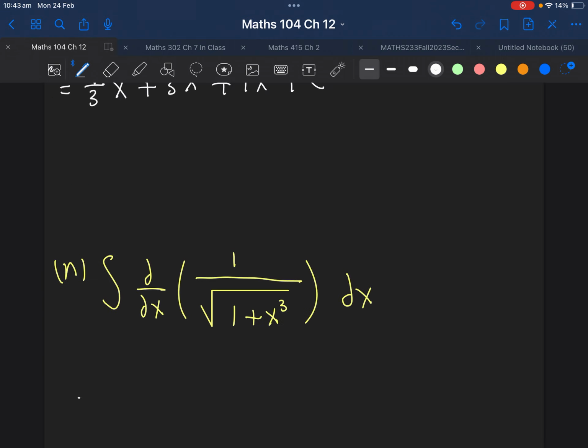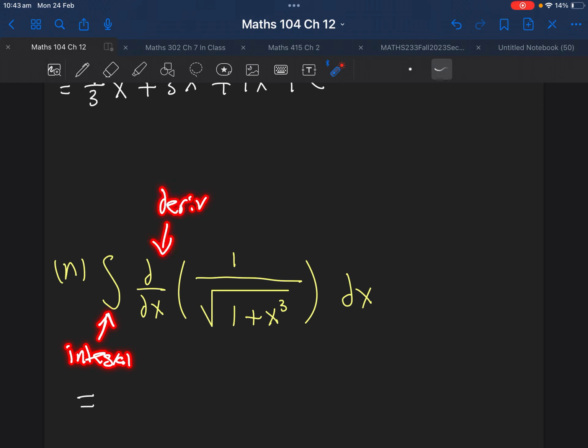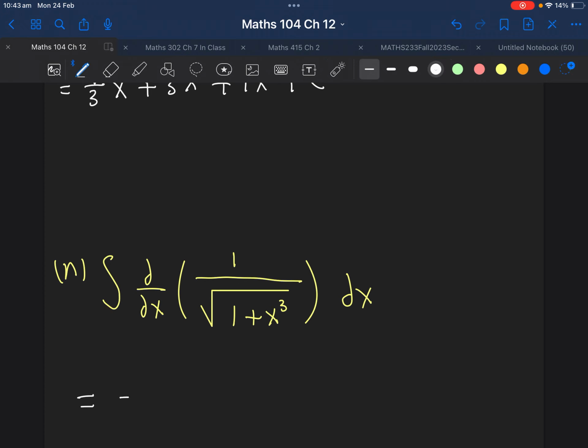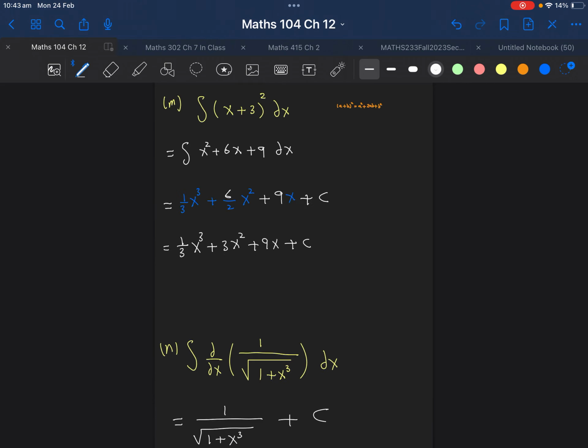Now, part N is very easy. Why? Look, we have integration and we have derivative. Now, what is the relation between integration and derivative? They are opposite to each other. So if you put them together, they will cancel each other. The only answer we will receive is this one here. Of course, don't forget the C.